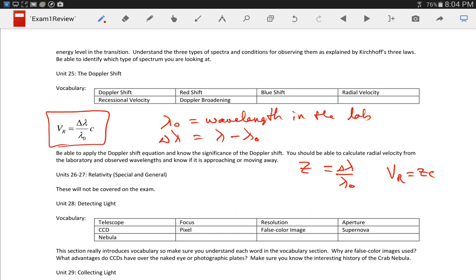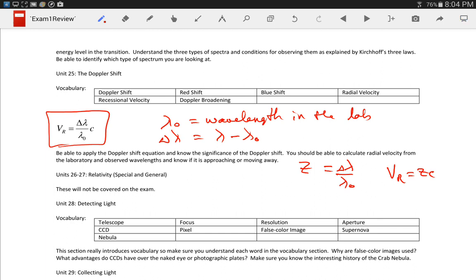But the important thing is you should be able to understand what kind of shift means that something is moving toward you. So red shift. Blue shift. A blue shift means it's going toward you, but then that begs the question, what does it mean to say it's a blue shift?